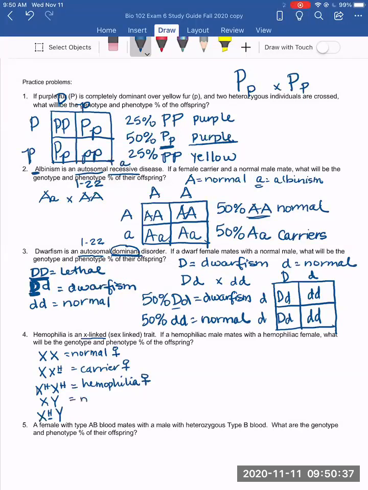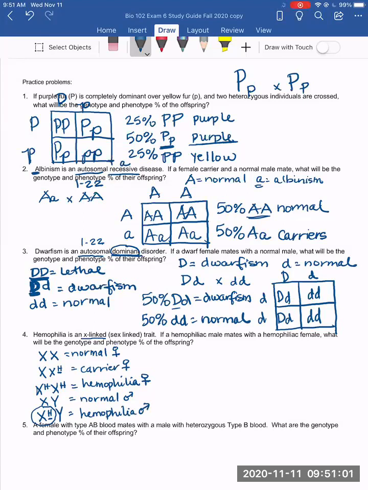XY, this would be normal male. And XHY, he only has one bad allele, but he doesn't have another X. So he doesn't have an opportunity to make a normal version of that protein. That means he has hemophilia. There are no carrier males. So this would be hemophilia male.